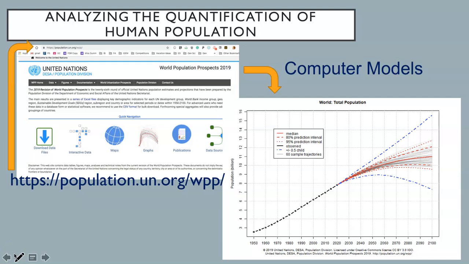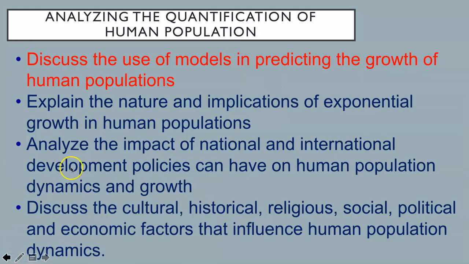Computer models can be generated to study and predict population growth. For example, I went to this website and generated this graph, which is a prediction of population size as far out as 2100. I recommend going to this site and creating some models for yourself to investigate population and what factors explain population growth. You need to be able to discuss the use of models in predicting the growth of human populations.